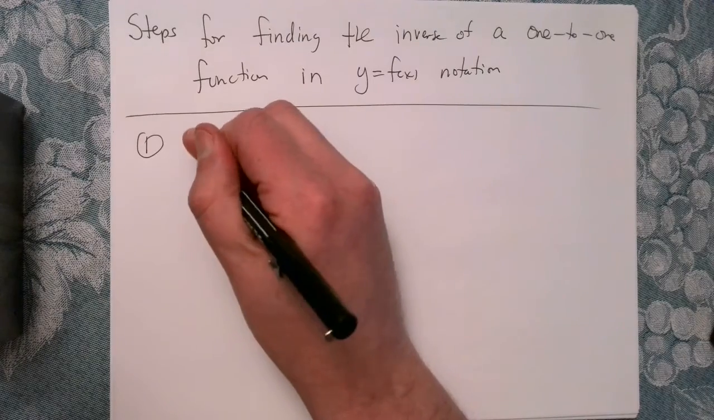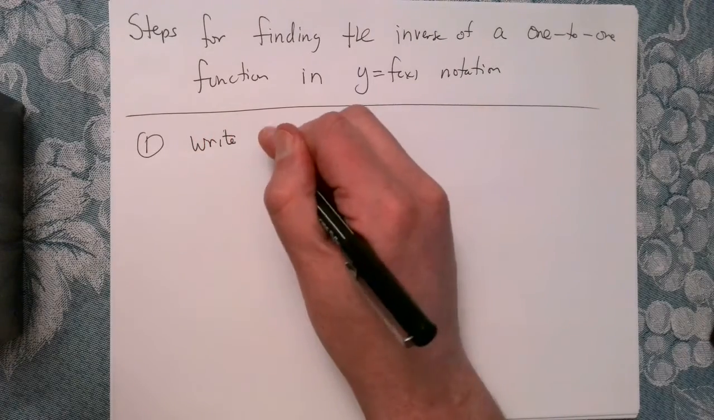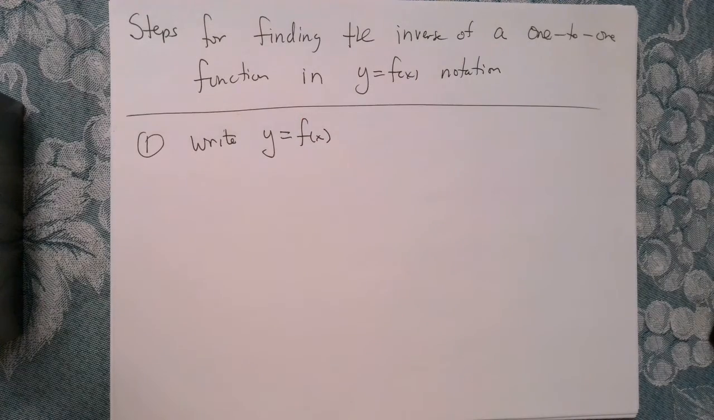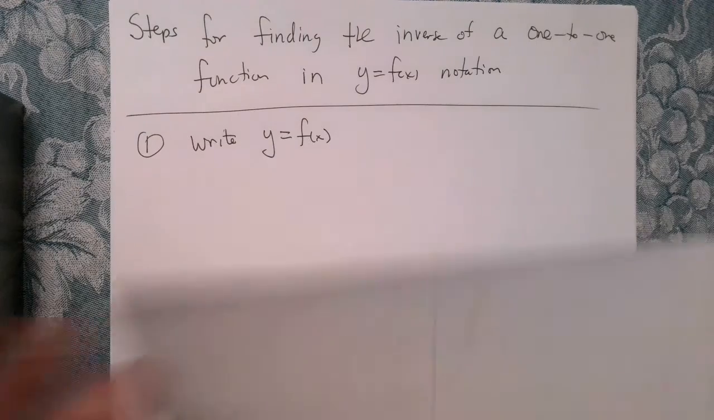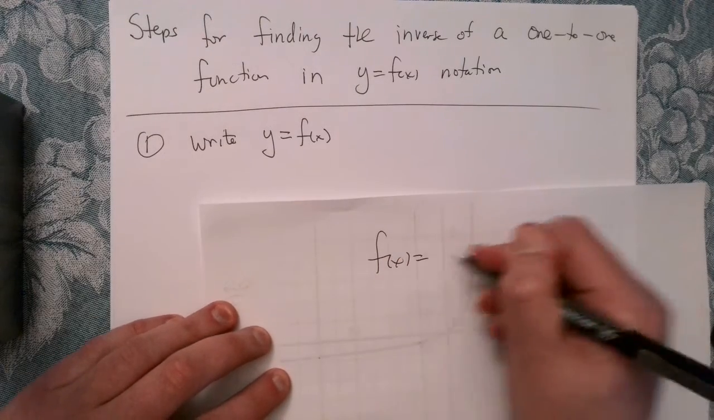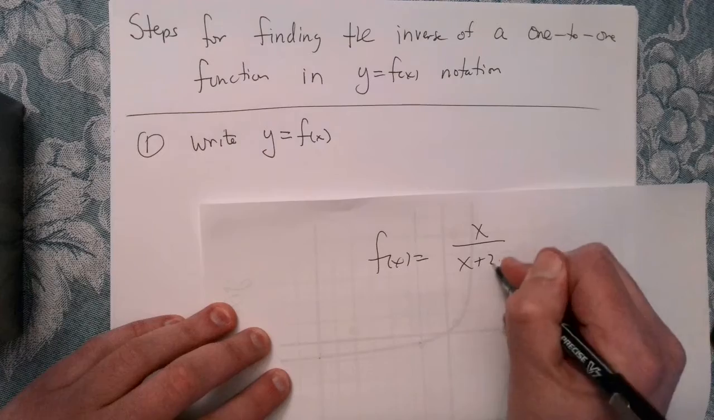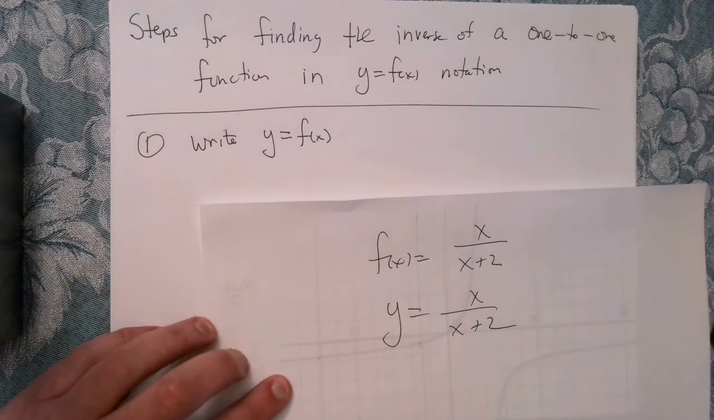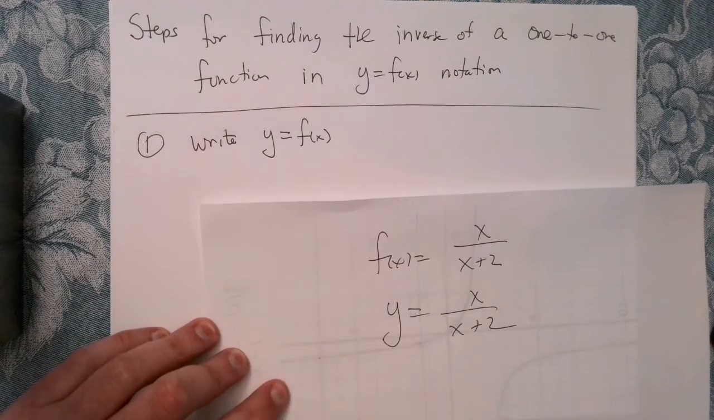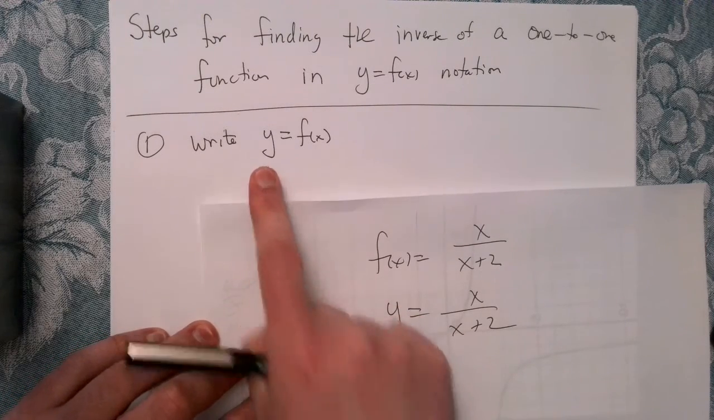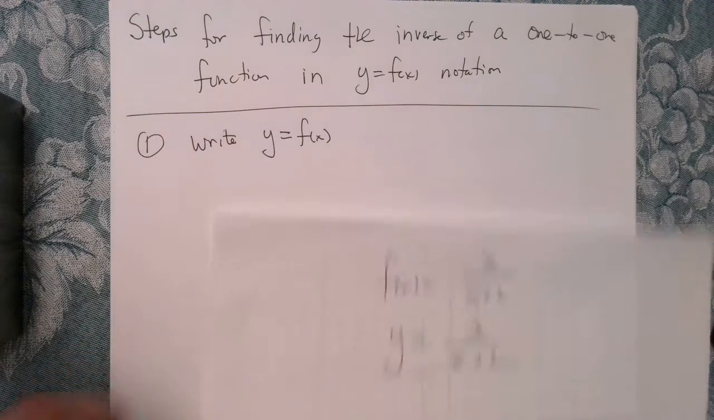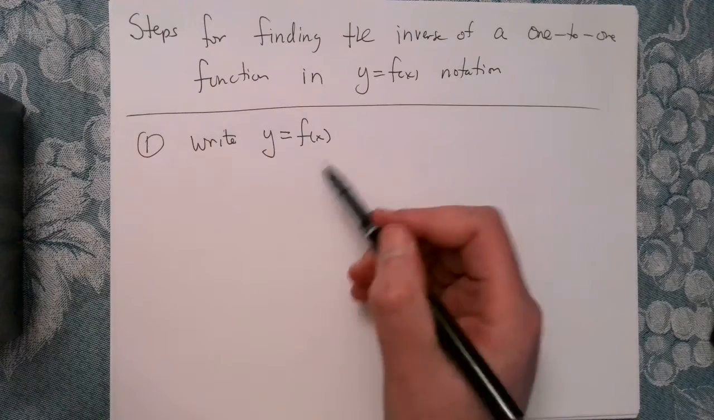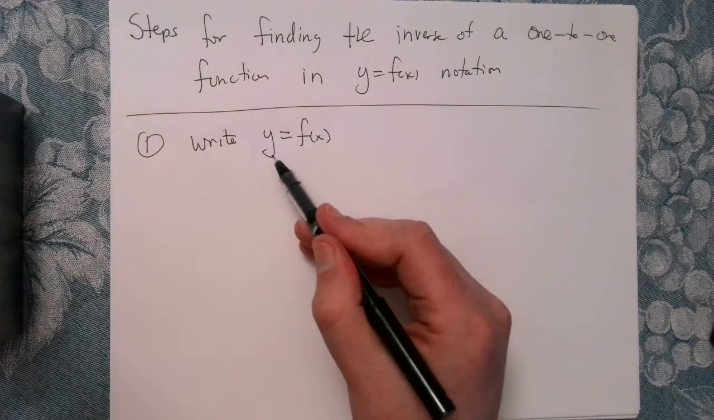Step 1. Write y equals f of x. So what do I mean by that? Say they gave us f of x equals x over x plus 2. I want to write that as y equals f of x. That's what I mean by this. So given this, write it like this. So step 1, write y equals f of x. It may be given as y. If the function's not given as y, call it y.